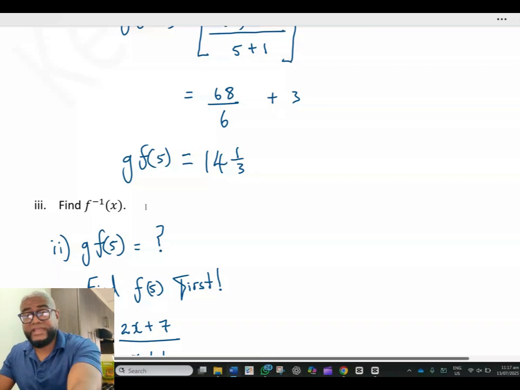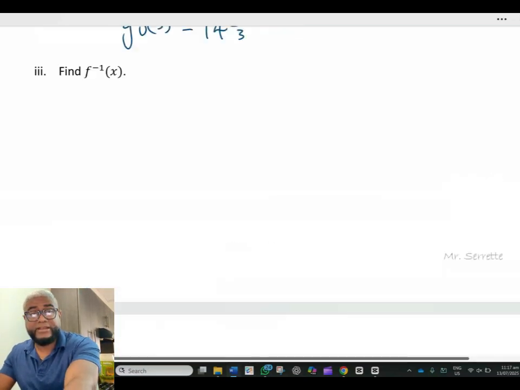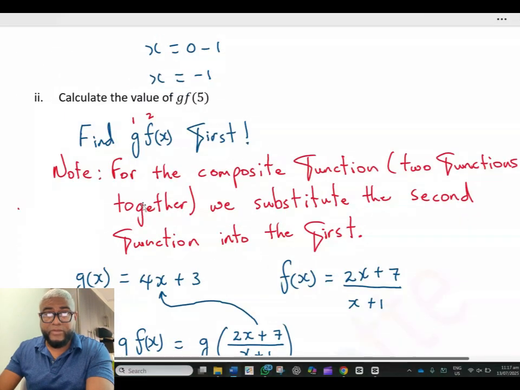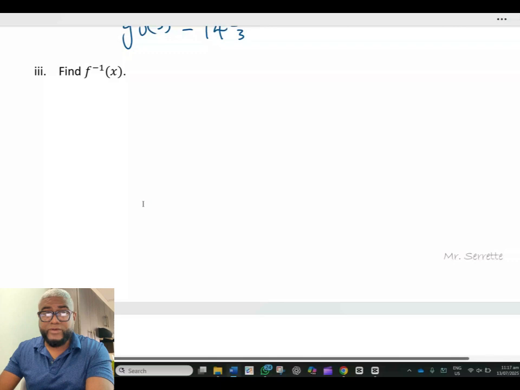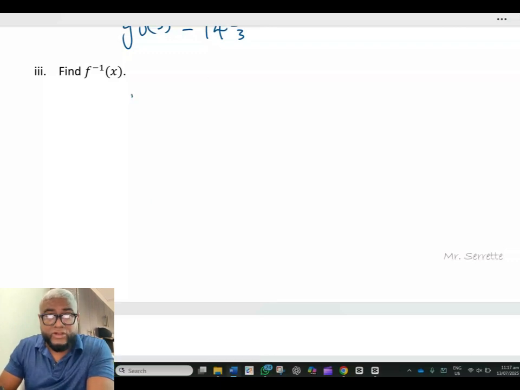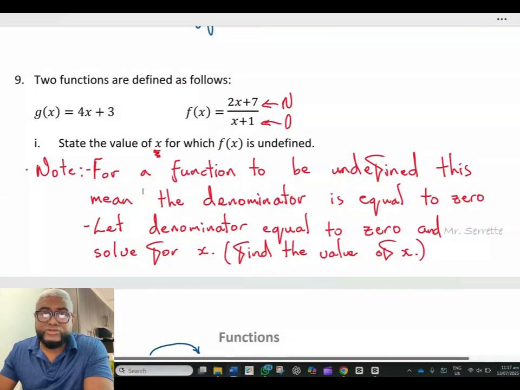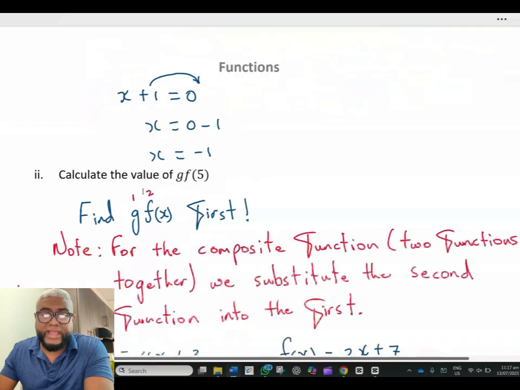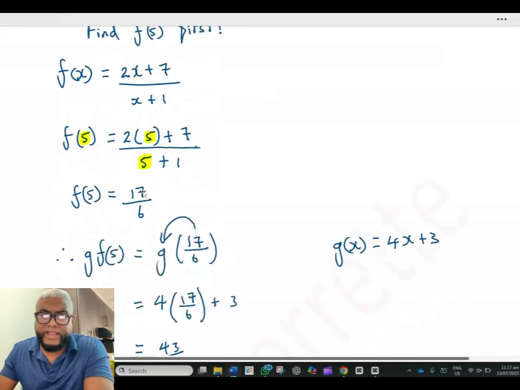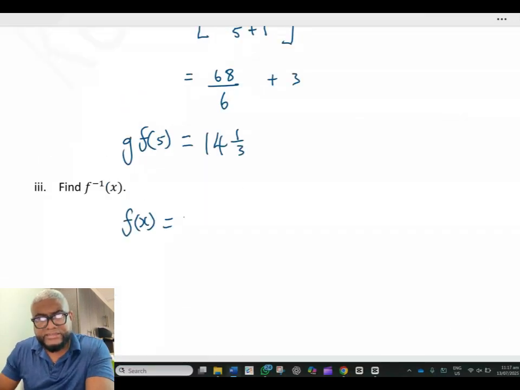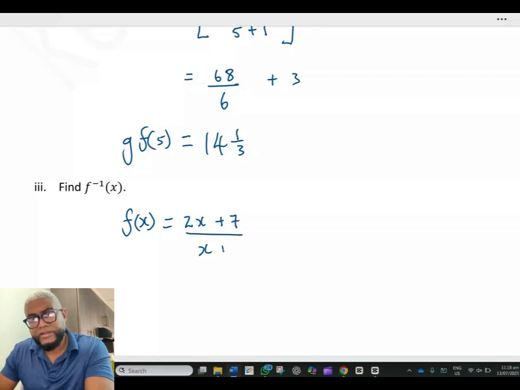What I did not work was the inverse of F. Right? That's what I did not work. Okay? So that's okay that we worked over this composite function here. I did not work the inverse of F. So F of X, you're going to work this with me. F of X is equal to what? 2x plus 7 over x plus 1. Or did I work it? I feel like I worked this last week. No, I didn't. Right, so 2x plus 7 over x plus 1.